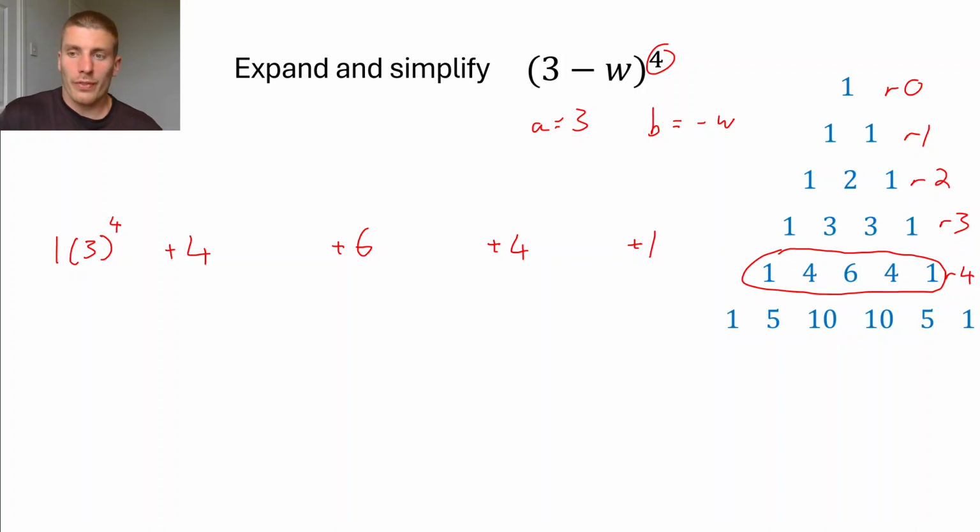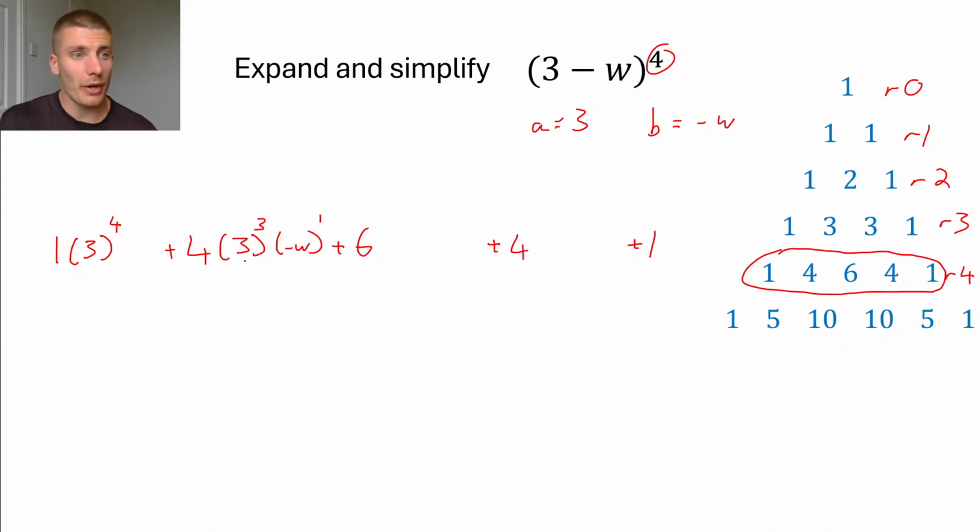Now, just make sure that the power here, 4 add nothing, gives you the power in the question, which it does, which is good. We now know from the previous videos that you reduce the power of a by 1 and you increase b by 1 every time. So it was 3 to the 4. You now reduce this to 3 to the power of 3, and you increase b, which is minus w. Now it was 0, it now goes to 1. And 3 plus 1 gives you 4. Makes sense. They should always add to give you the power in the question.